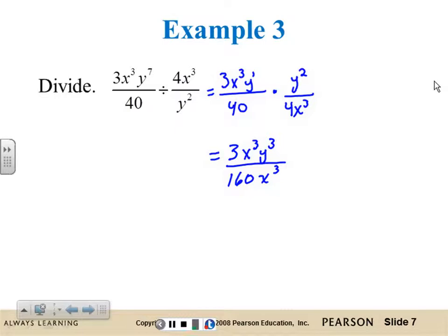And then from here I'm going to reduce, and I don't think 160 is divisible by 3. No. So I can't reduce the 3 and the 160. I can reduce the x thirds. There's nothing to reduce the y to the third. So I'm going to have 3y to the third over 160. And that's going to be your answer.